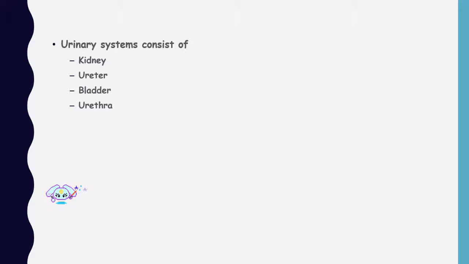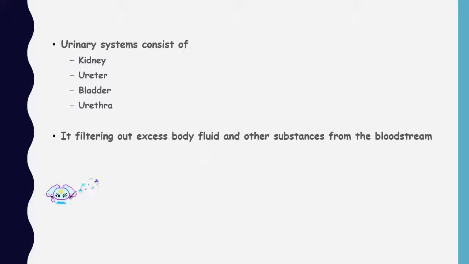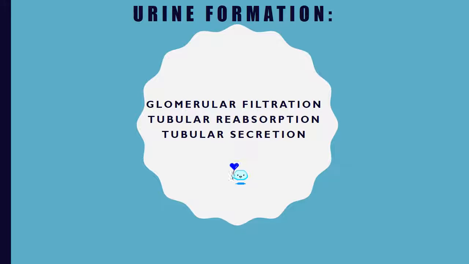The urinary system consists of the kidney, ureter, bladder and urethra. Its function is to filter out the excess body fluid and other substances from the bloodstream. There are three processes of urine formation.